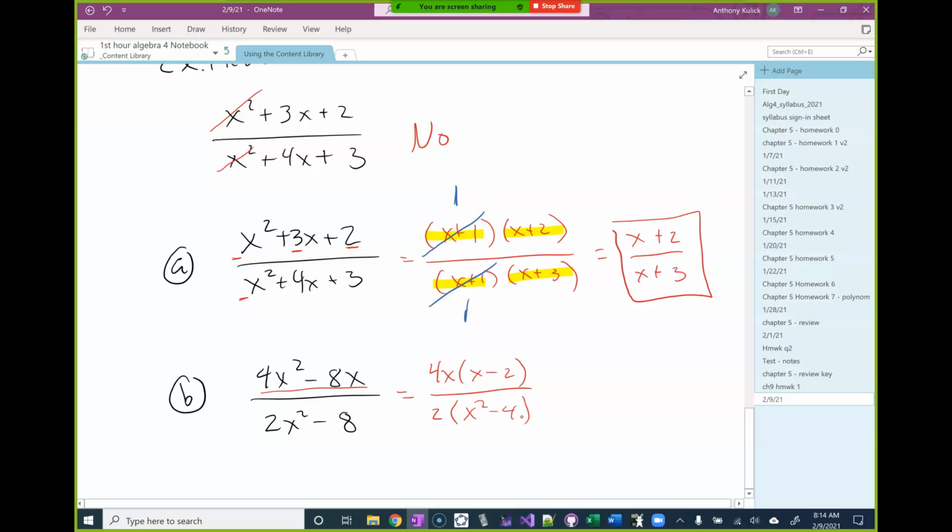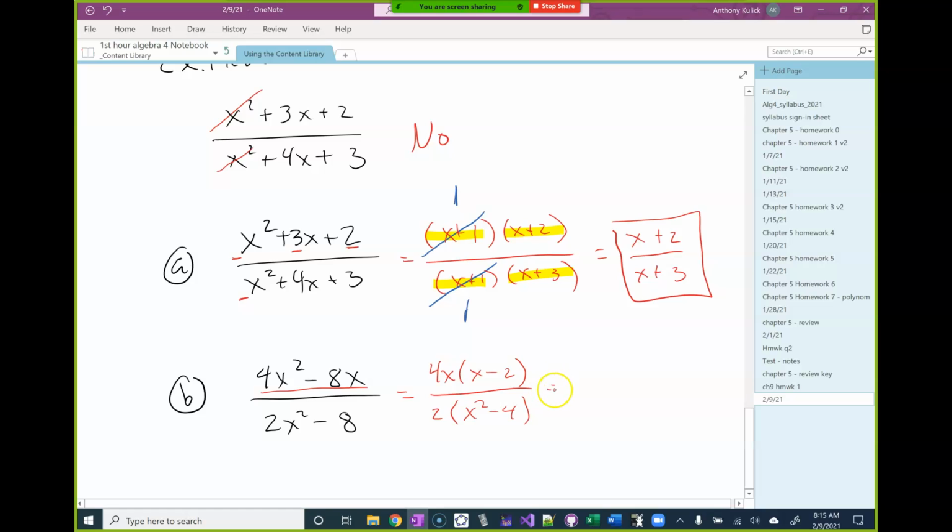Can we do anything more with either of the pieces that are in the parentheses now that we've taken greatest common factors out? The x minus 2, can I do anything more with that? No. That's linear. That's as good as you're going to do. The x squared minus 4, can we do anything more with that? Yes. You guys should recognize that. That's a difference of 2 squares.